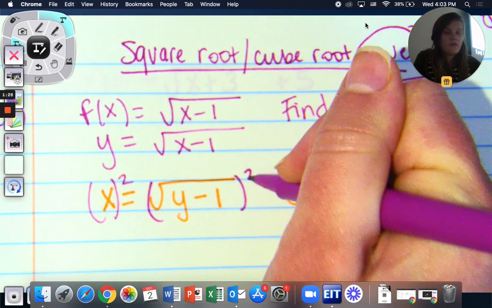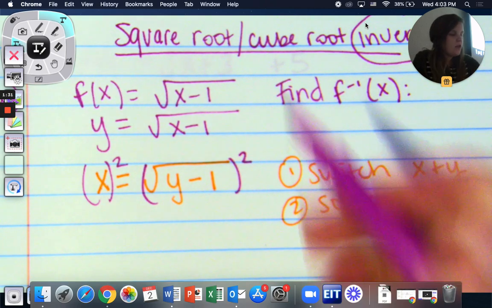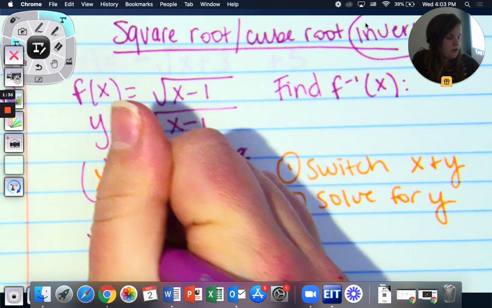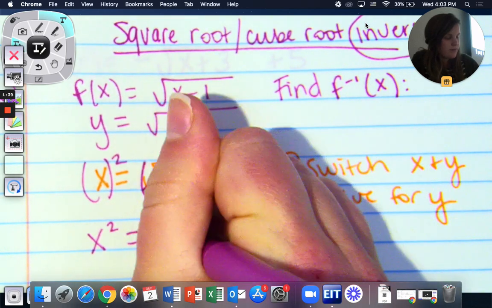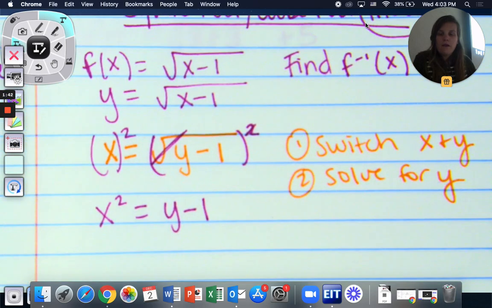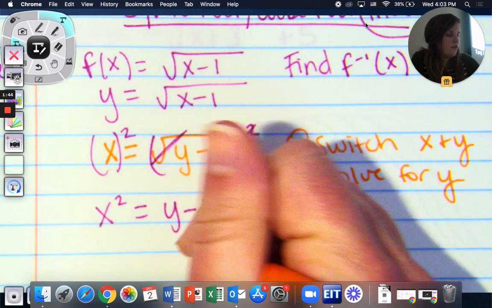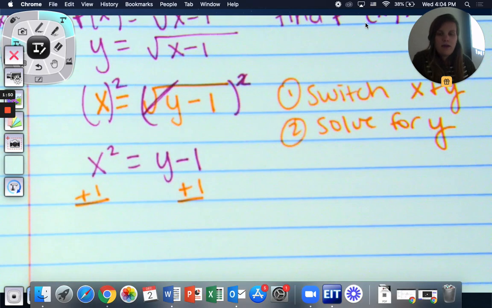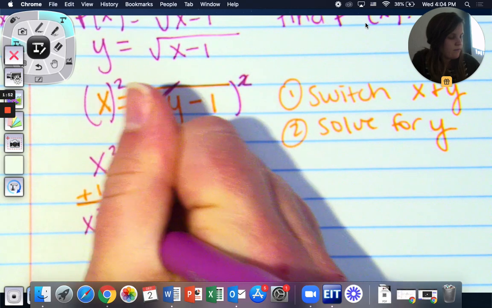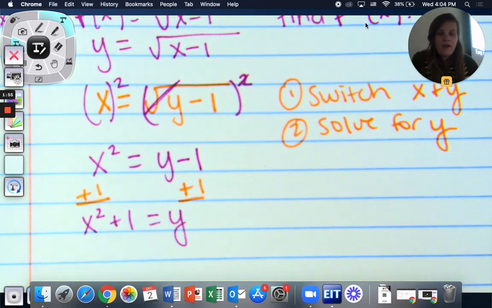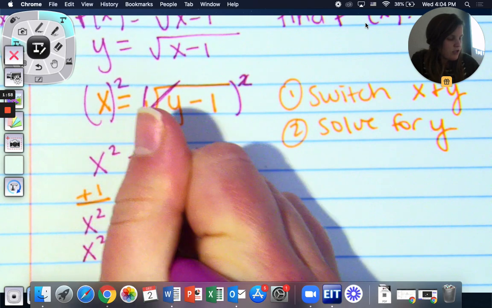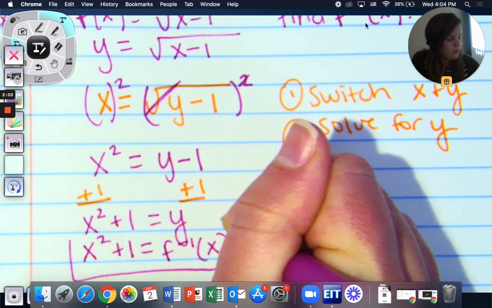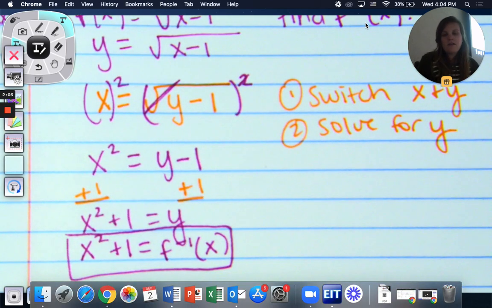Squaring and the square root are inverses, so that's how they undo one another. You're left with x squared equals y minus 1. Then we add 1 to get y by itself, so x squared plus 1 equals y. We can take that a step further and change it to function notation: f inverse equals x squared plus 1. So that's its equation.